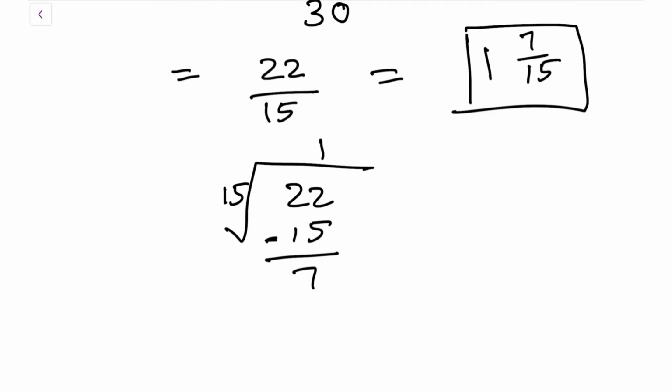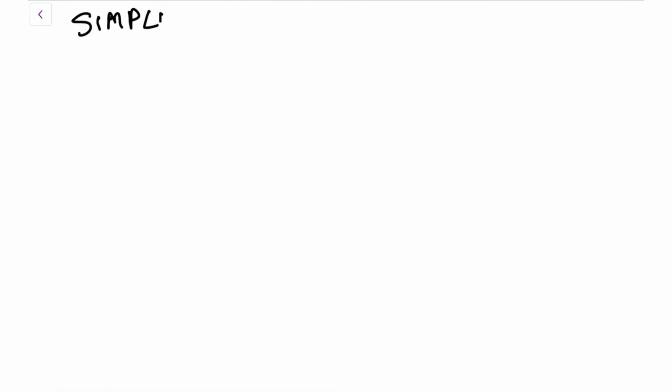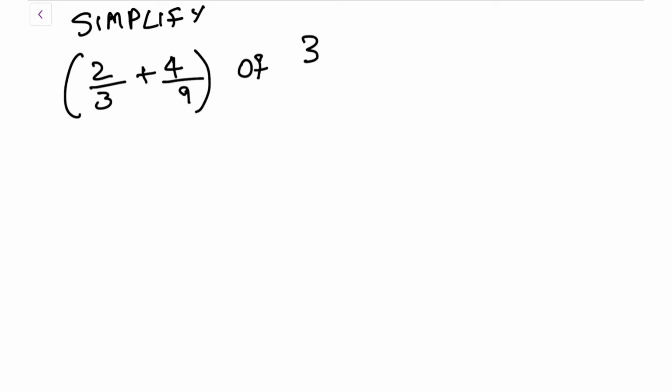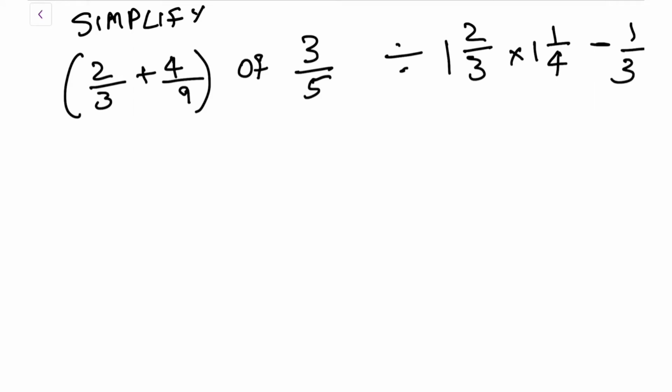Let's quickly do another simplification problem to help you understand this BoardMath principle better. Here's the question. Simplify 2 by 3 plus 4 by 9 of 3 by 5 divided by 1 2 by 3 into 1 1 by 4 minus 1 by 3. Look at all the different operators you have.